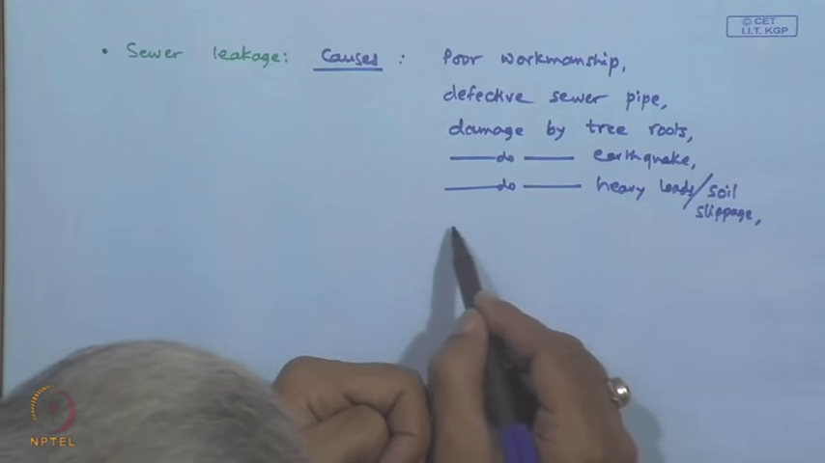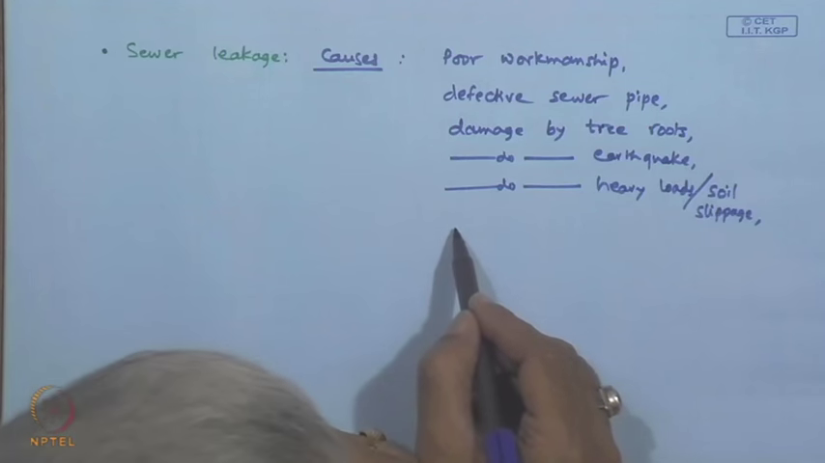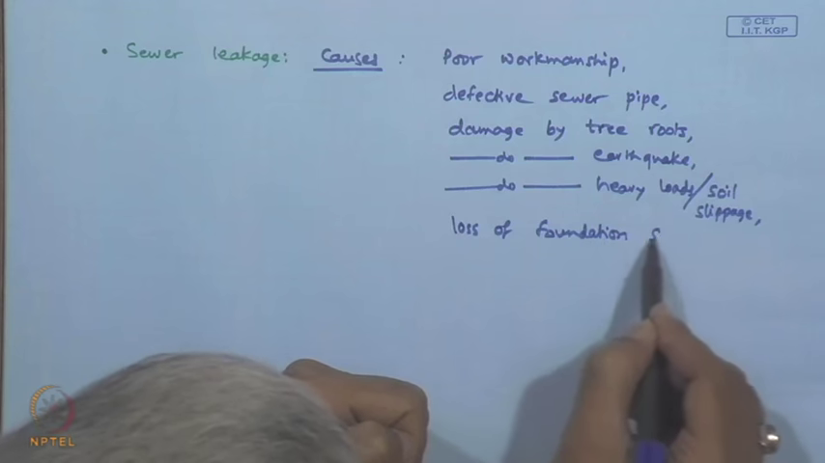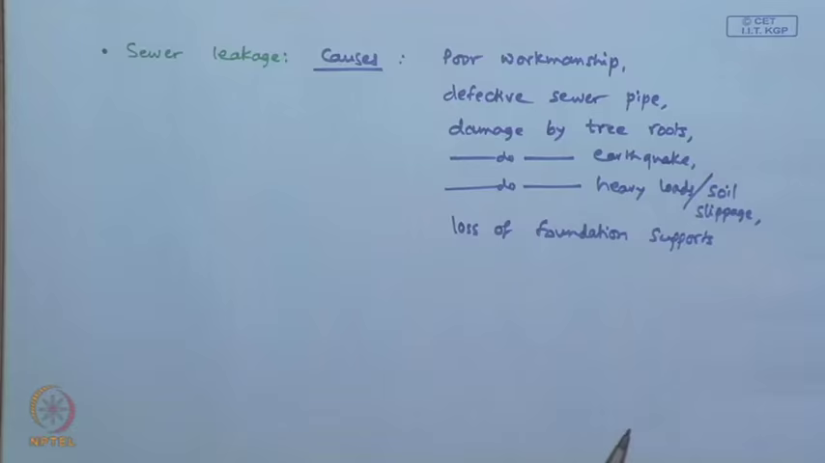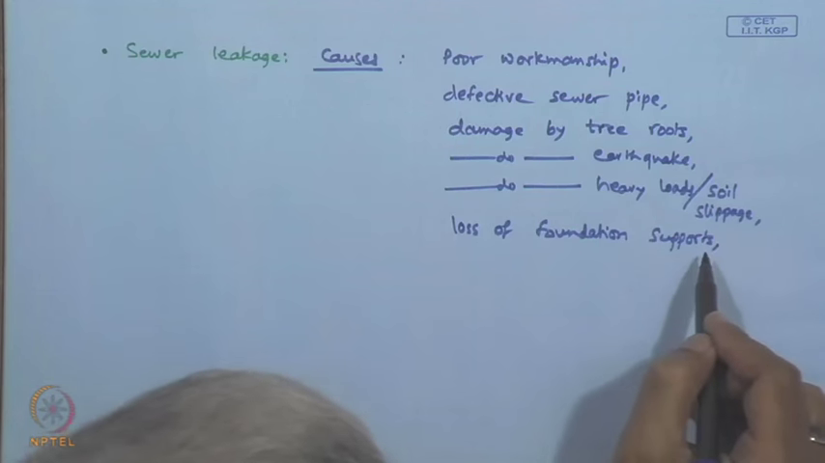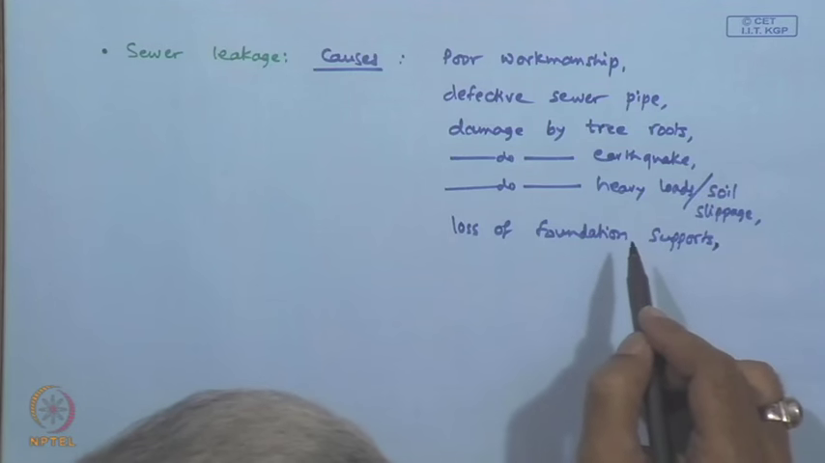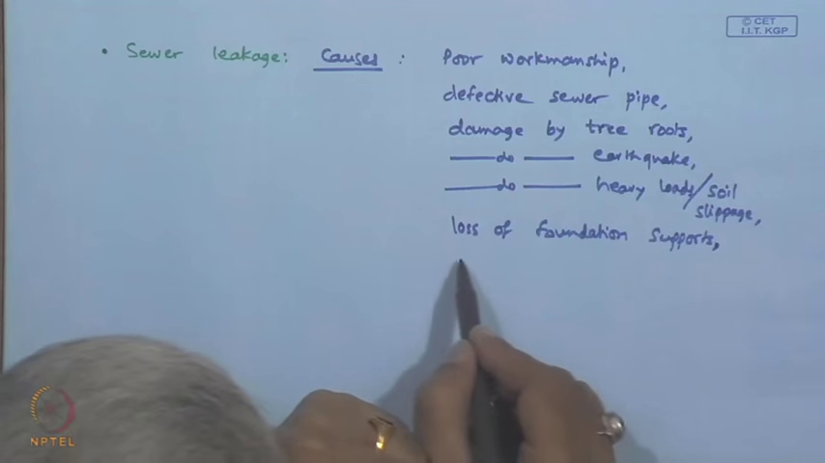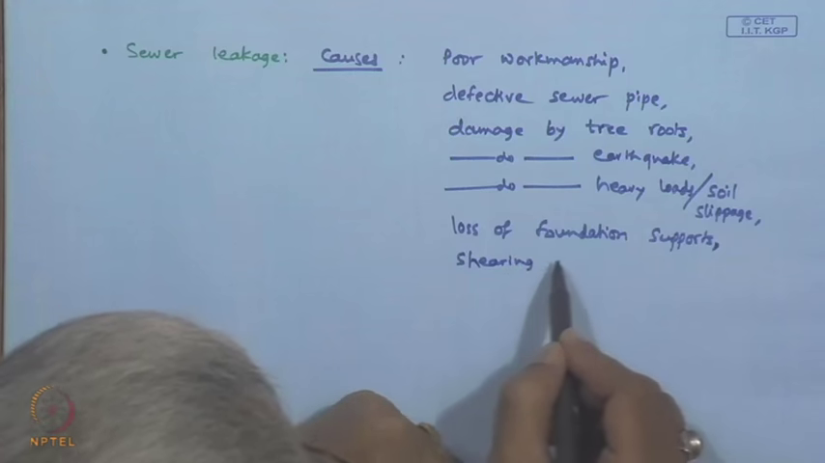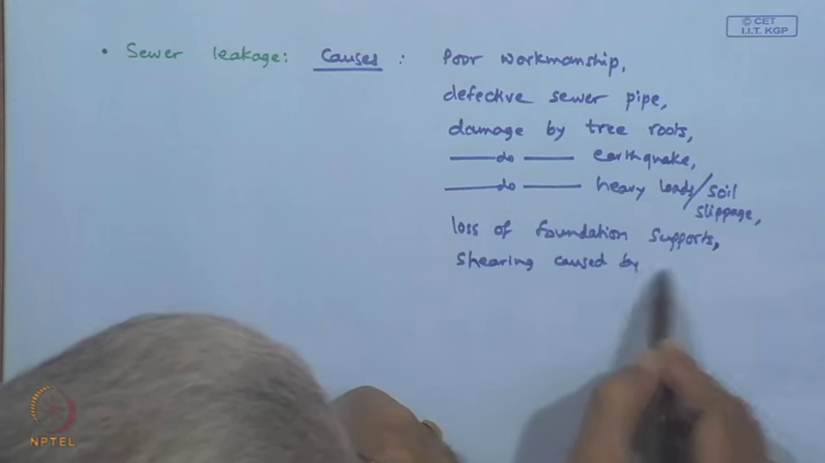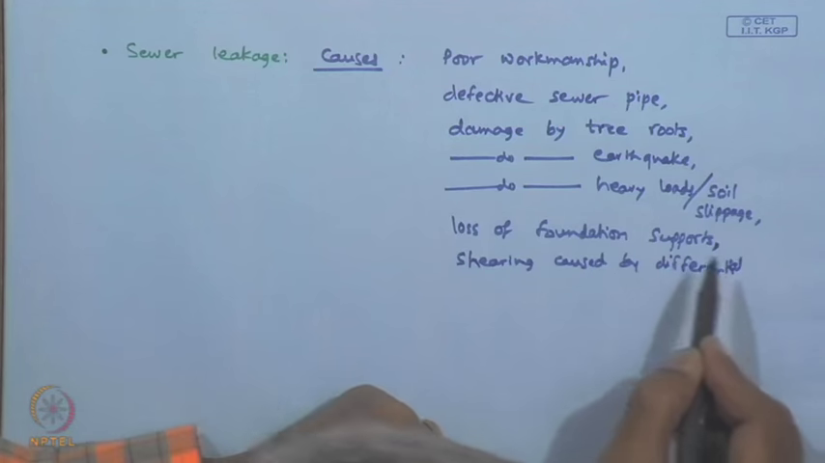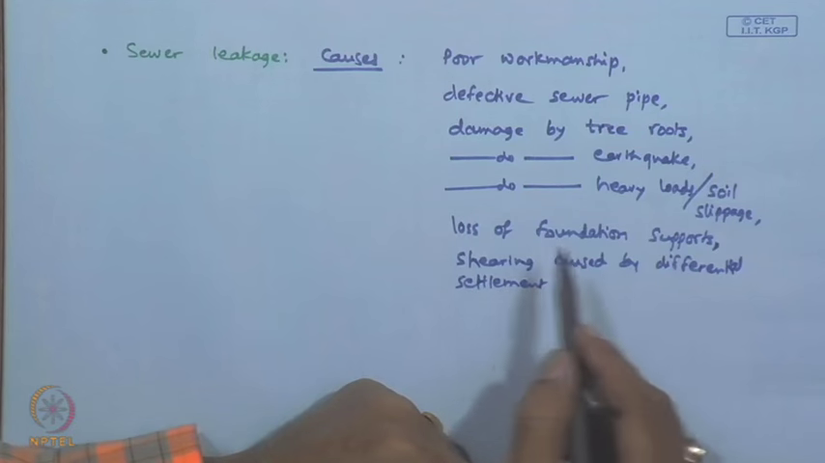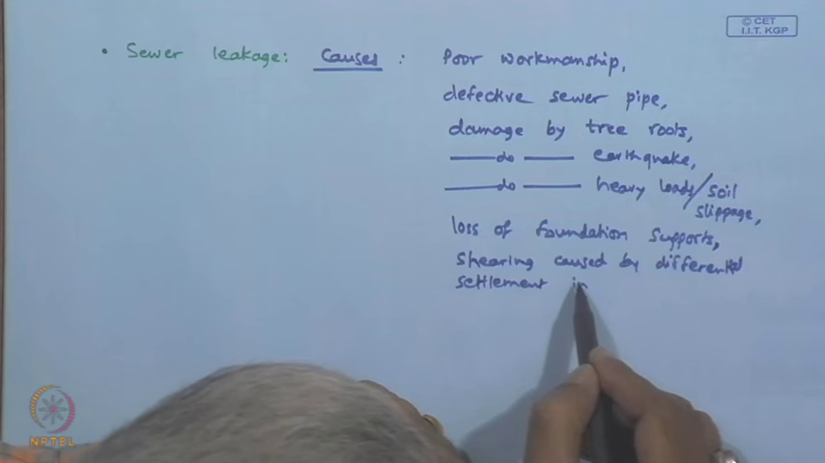It may also be due to loss of foundation support. In that case the sewer may show damage, it may show a crack or a breakage, or it may also be due to shearing caused by differential settlement in manholes, say near manholes.